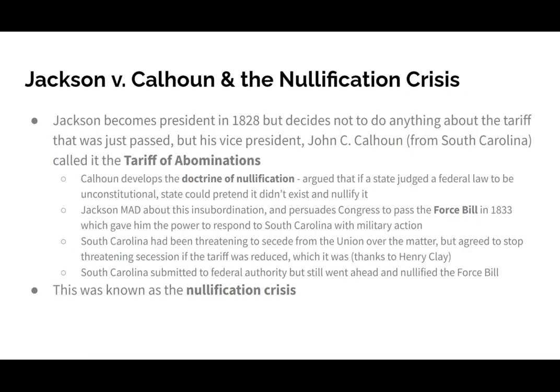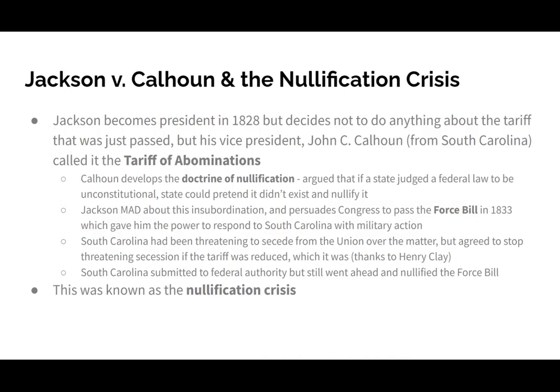He persuades Congress to pass the Force Bill in 1833, which gave him the power to respond to South Carolina with military action, literally going and threatening them with National Guard troops to force them to pay the tariff. So South Carolina had been threatening to secede from the Union over the matter, but they didn't get any response from other southern states. Nobody else was willing to jump in with them. And then the Force Bill was passed. So they really lose a lot of their ability to fight here.